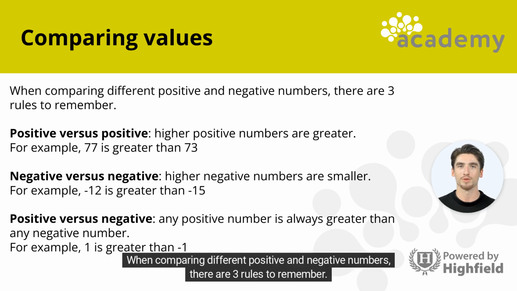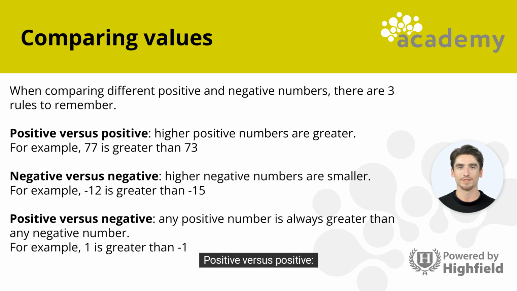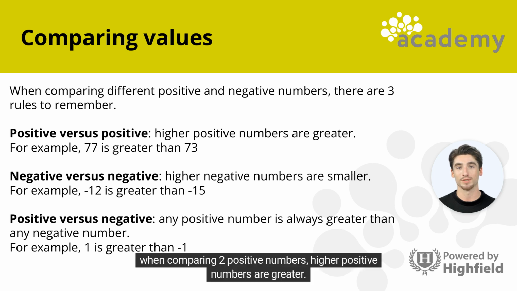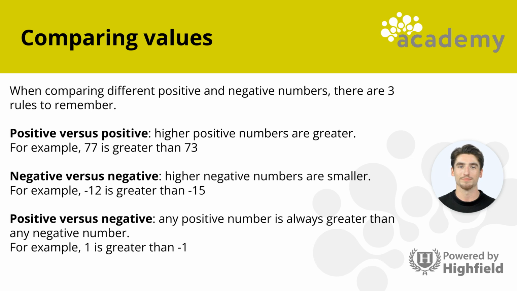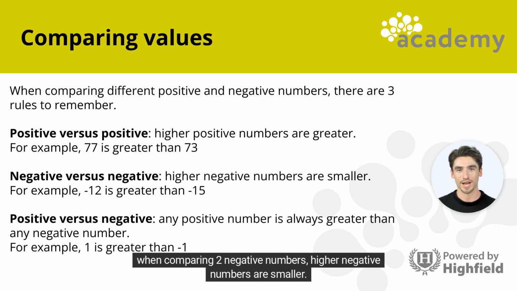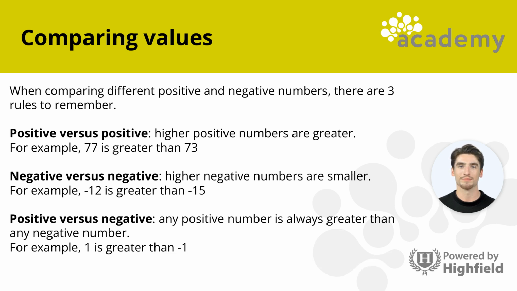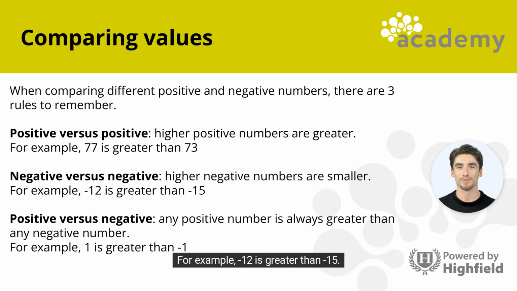When comparing different positive and negative numbers, there are 3 rules to remember. Positive versus positive. When comparing two positive numbers, higher positive numbers are greater. For example, 77 is greater than 73. Negative versus negative. When comparing two negative numbers, higher negative numbers are smaller. For example, -12 is greater than -15.